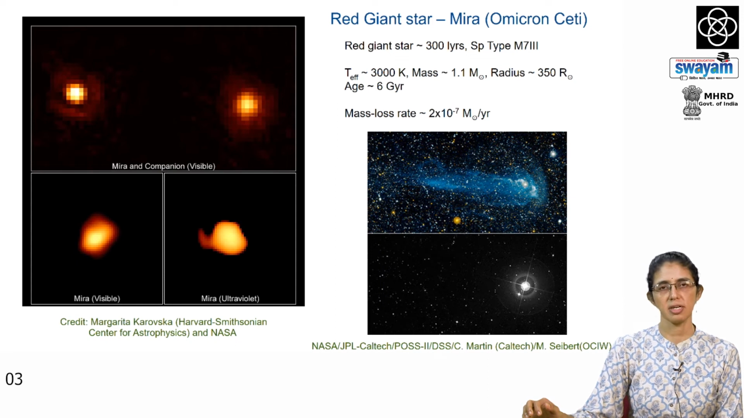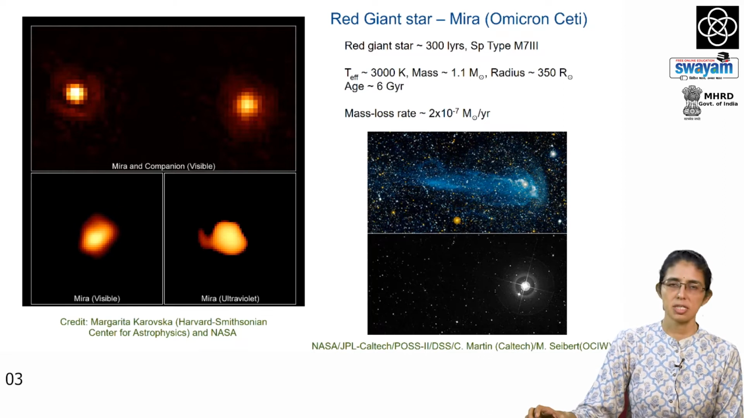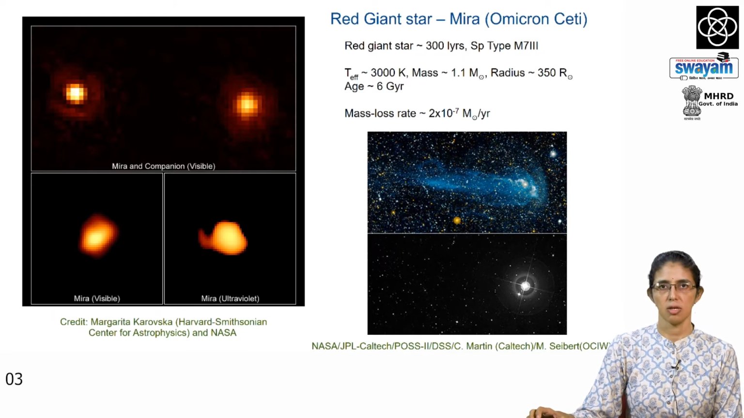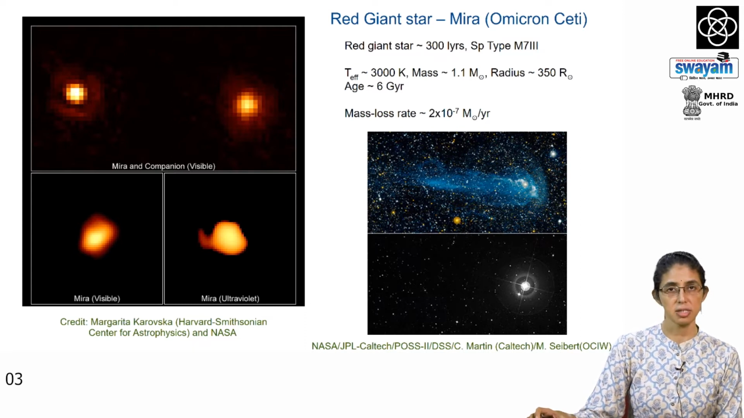So, we start off with examples. This is an example of a red giant star called Mira, also known as Omicron Ceti. It is located at a distance of 300 light years, and its spectral type is M7.3. M is the cool, or latest, spectral type, 7 is the spectral subtype, and 3 represents the luminosity class. The effective temperature of this red giant star is around 3000 Kelvin. It is around 1.1 solar mass, its radius is around 350 solar radii, and its age is estimated to be 6 billion years.